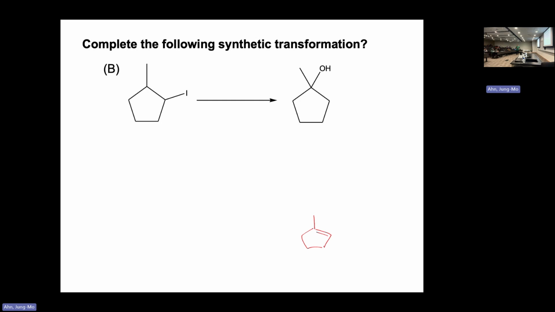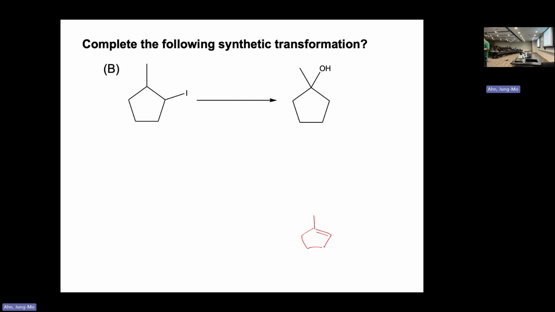I'm trying to figure things out backwards, so something called retrospective analysis. So if you have that, you can do this. The question is, what reagent would you need to do that? That depends on whether this is a Markovnikov product or an anti-Markovnikov product, right?